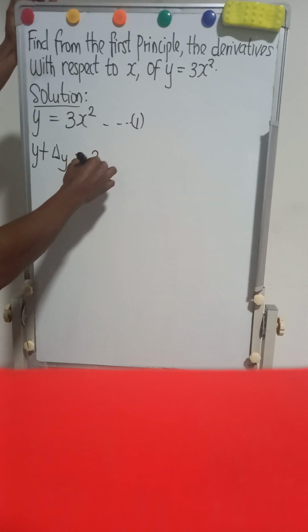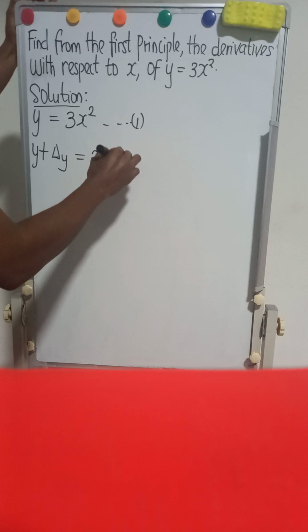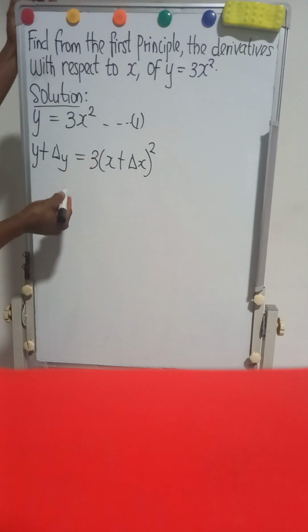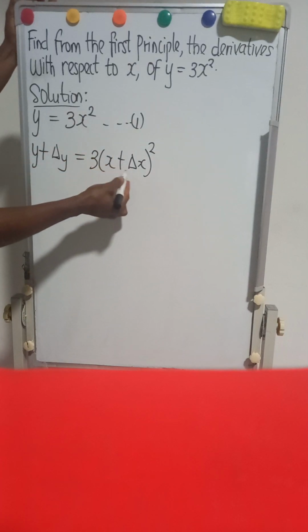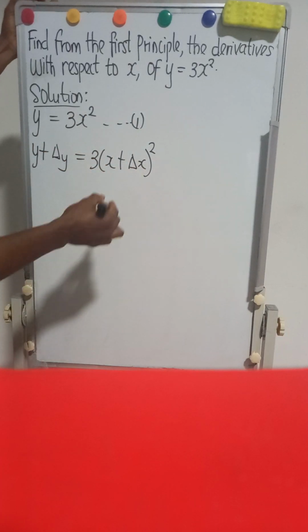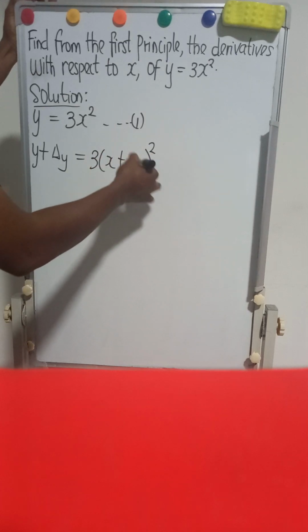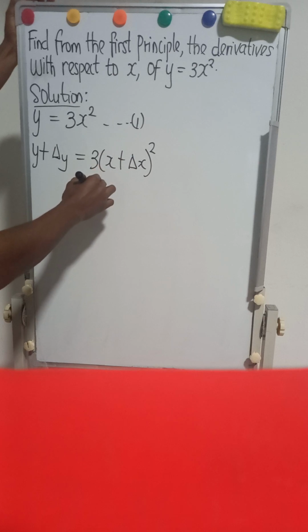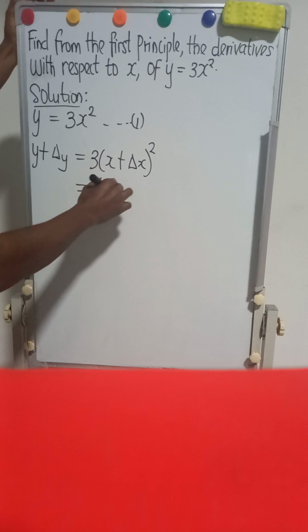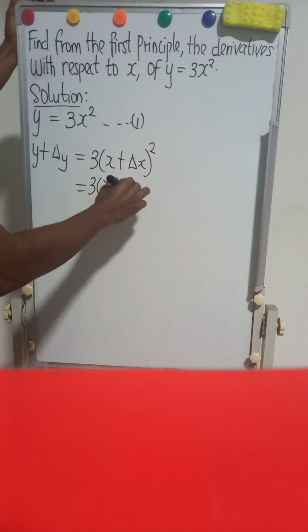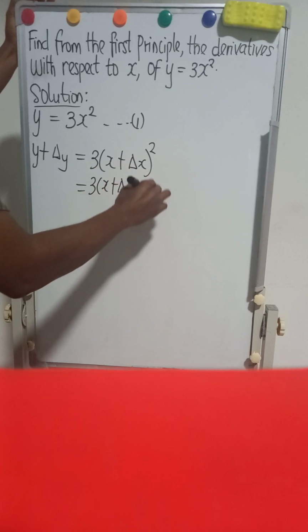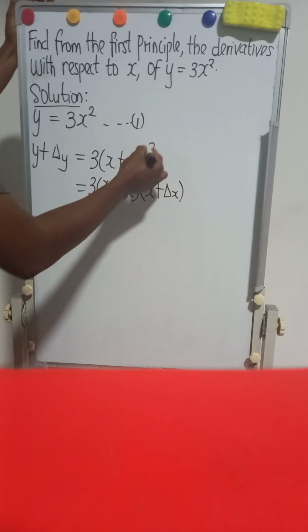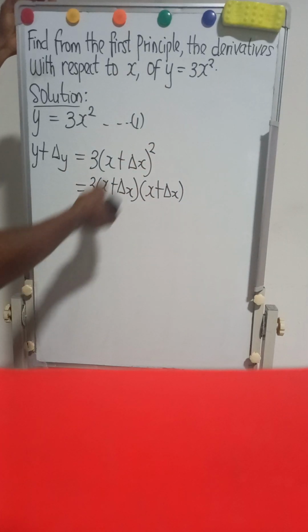So we have 3 times x plus change in x, all squared. Replace x with x plus change in x. Now we have to expand this. Expanding, this is the same thing as 3 times x plus change in x times x plus change in x. Remember, squared, we are trying to expand the bracket.